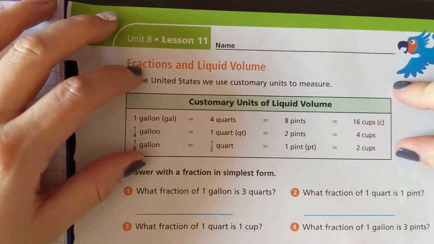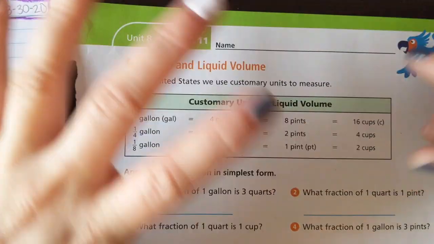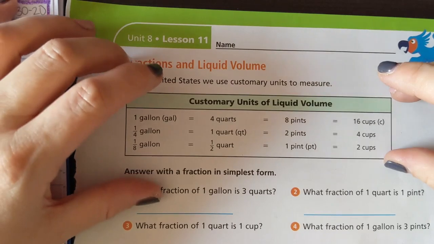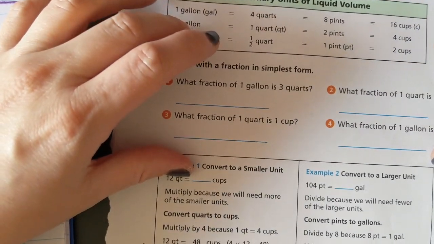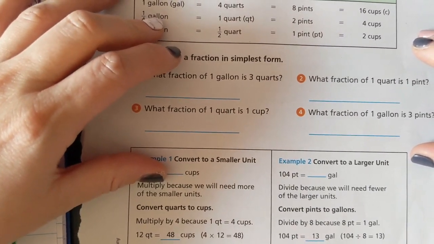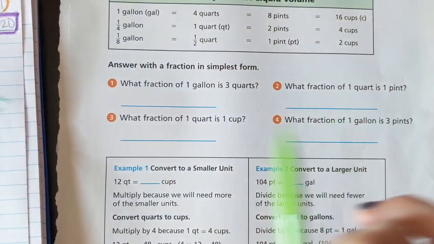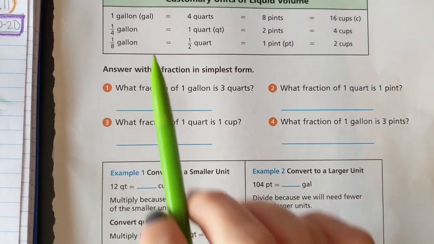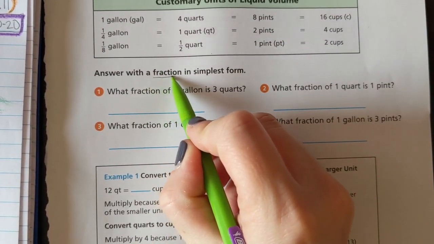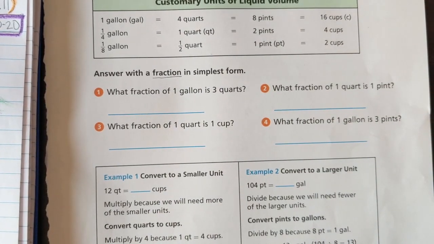They give you this customary liquid volume chart. We've just chosen to make it like a gallon house, so you don't have to look at that. But we're going to just answer questions 1 through 4. These seem a little complicated, but they're not too bad if you just pay attention. It says answer with a fraction in simplest form. So it tells us right now it's going to be a fraction. It's not going to be a perfect number.